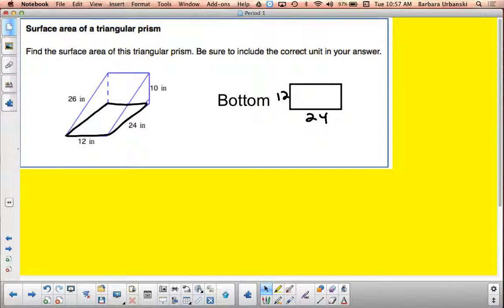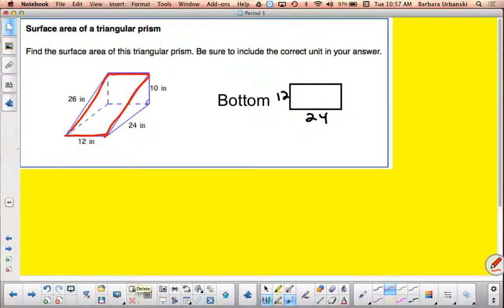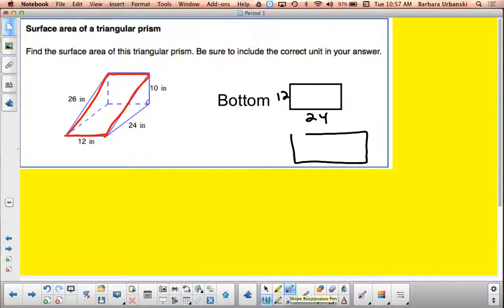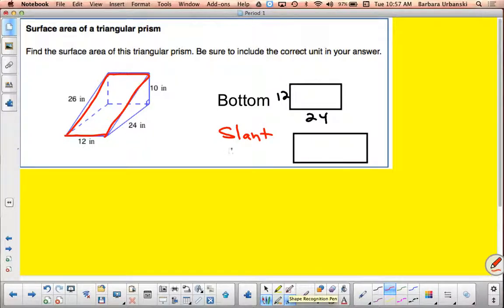Then the next thing that I'm going to do, I'm going to take a look, and I'm going to say, all right, I've got this slanted top going on. So I could almost look at it like here, here, here, and here. And even though it's slanted, you should be able to understand that that is still going to be a rectangular shape. So I'm just going to mark this as the slant top.